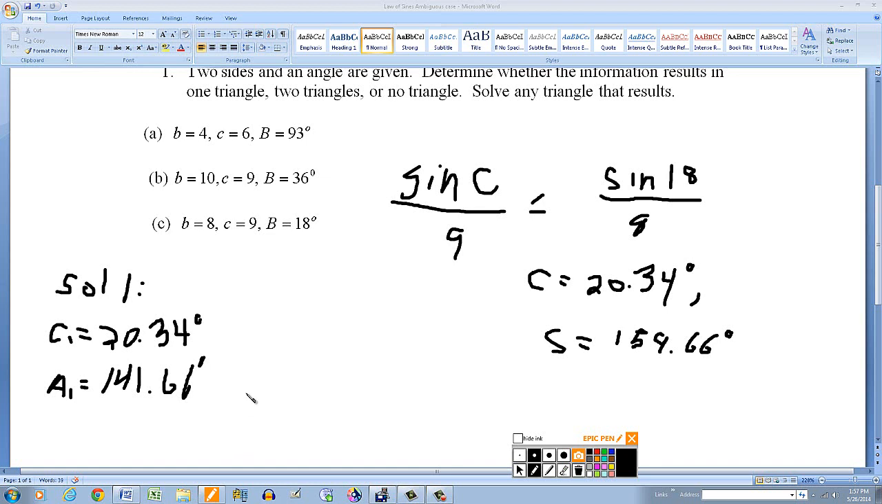We need side A1. Again, there's going to be two values for A1 because the length of A1 is going to depend on the angle opposite. So angle A1 is going to change. So I'm going to do it this way.